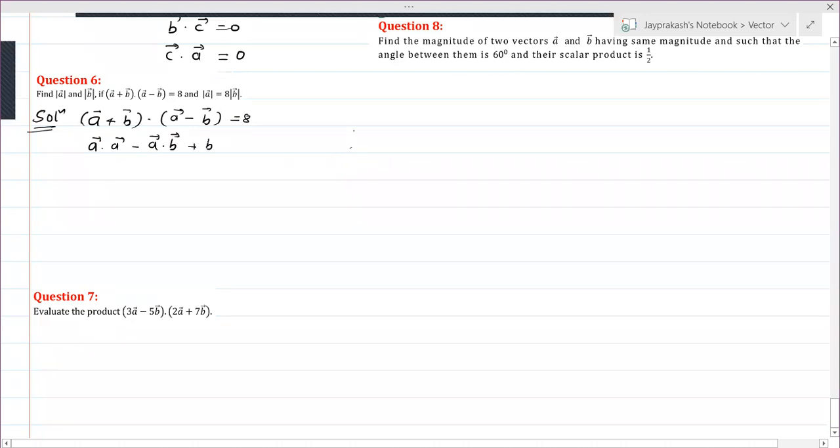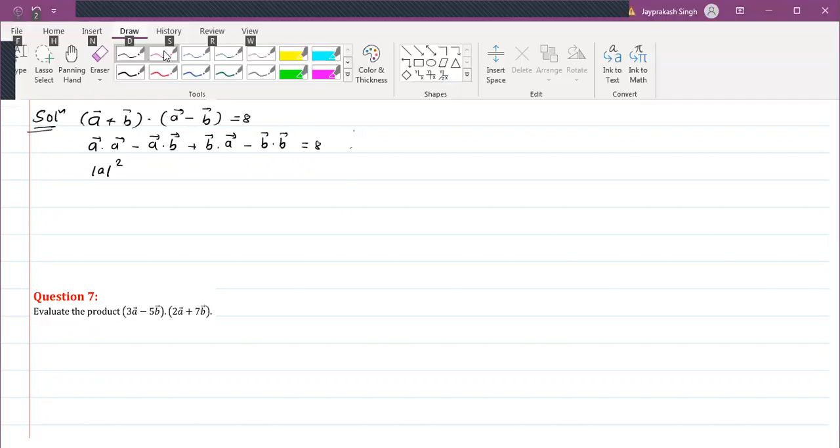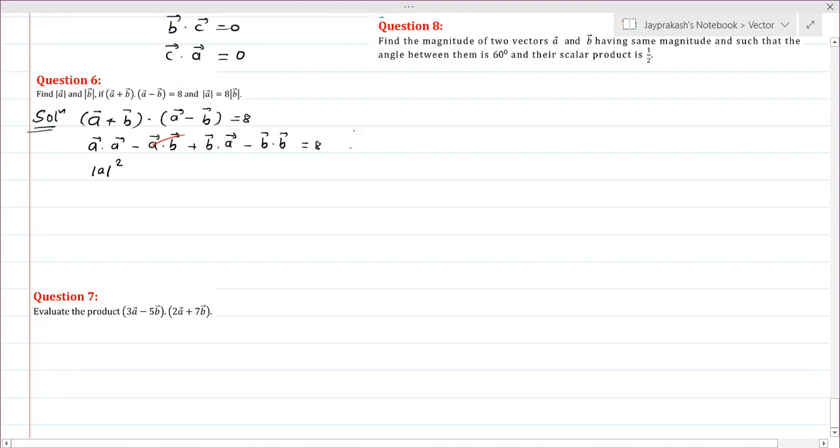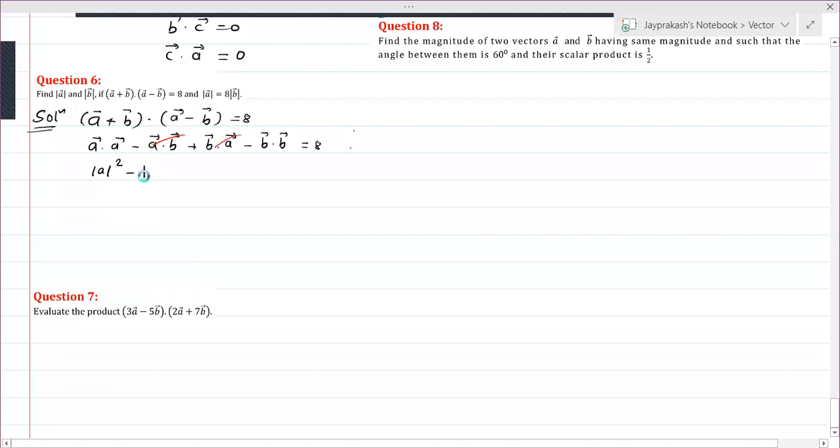plus B dot A minus B with B equals 8. Now we can write here vector A dot A, so that means the magnitude of A square, and these two terms, the negative and the positive of AB, will cancel out. And the last one we have is minus magnitude of B square.